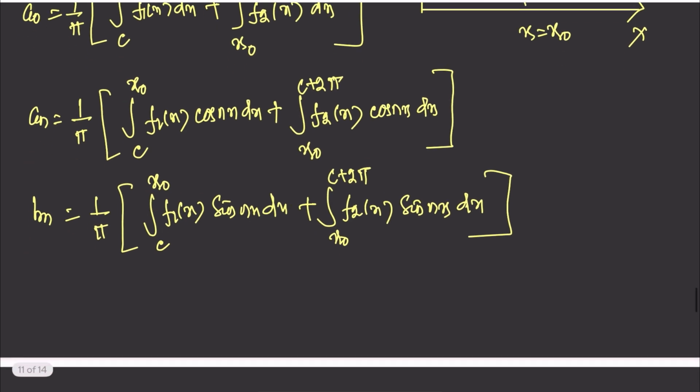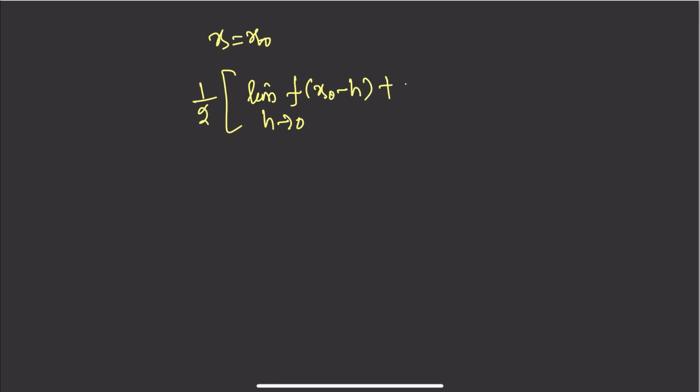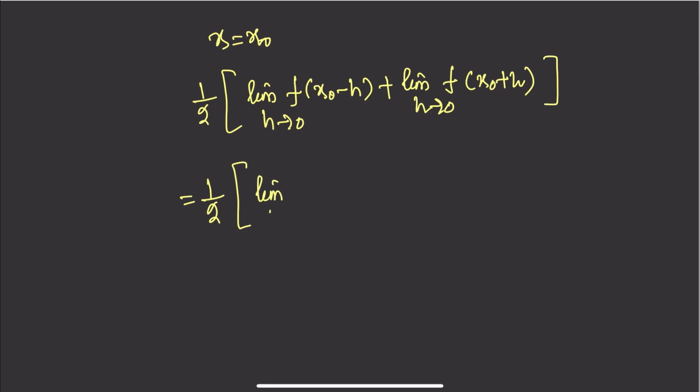Okay, for a discontinuous function at the point of discontinuity, that is at x equals x0, the sum of the series becomes 1 by 2 times limit h tends to 0 of f of x0 minus h plus limit h tends to 0 of f of x0 plus h, which equals half of f of x0 minus 0 plus f of x0 plus 0.